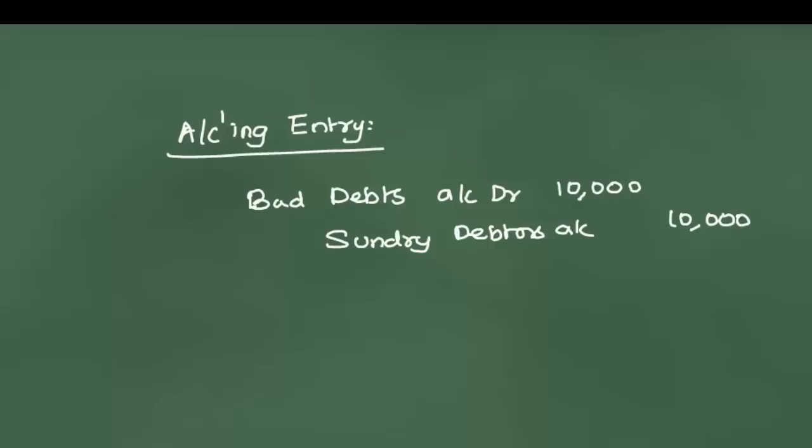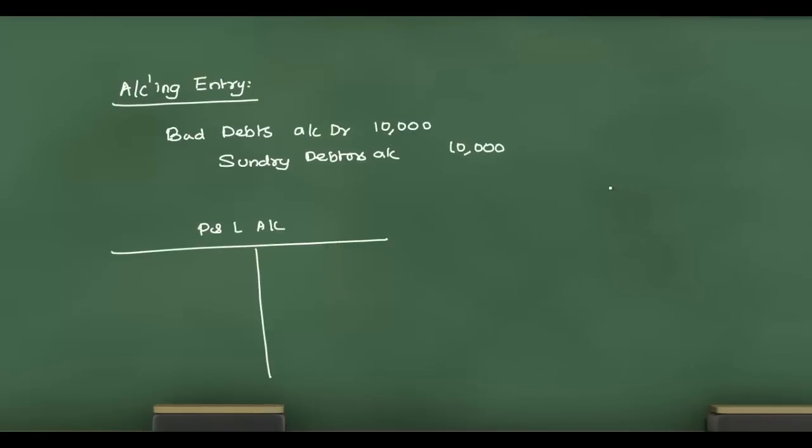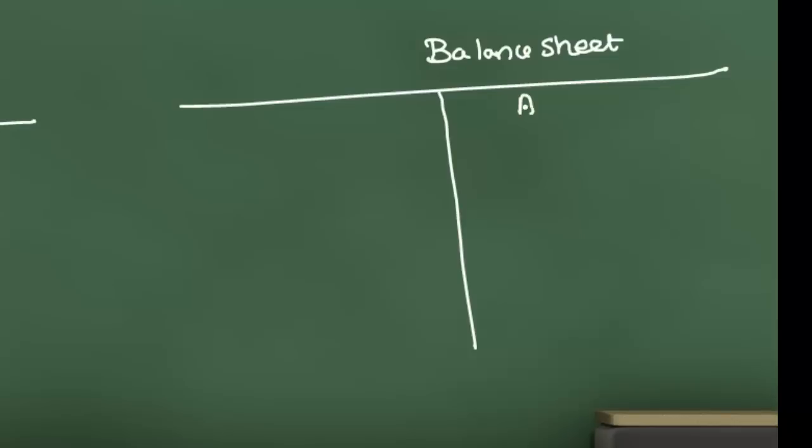And what's going to be the impact of this bad debts? It will find a place in profit and loss account. It will find a place in balance sheet also. So we'll open a small P&L account here. Let us also open a balance sheet here. Sundry debtors, is it an asset or liability? Yes, we know it's an asset. Sundry debtors will find a place on the asset side. So we'll write sundry debtors.